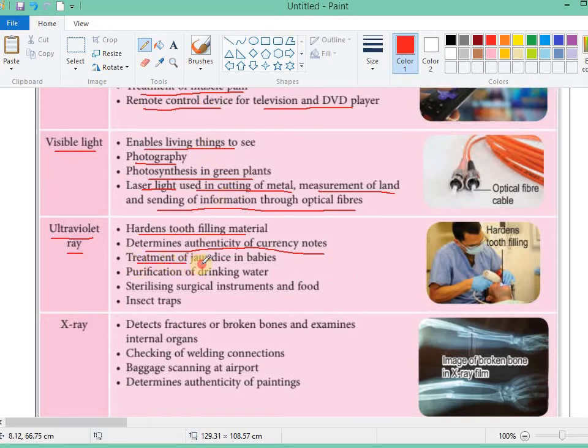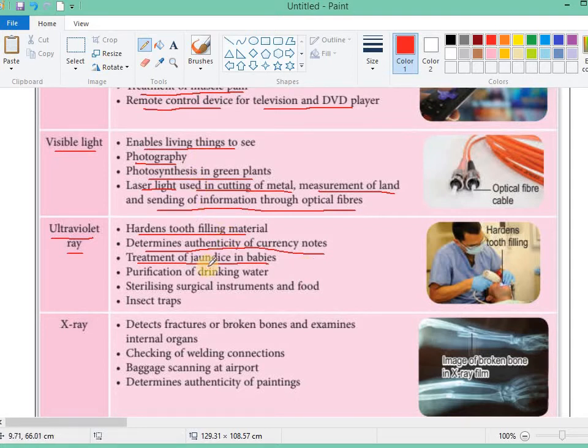Okay, next, treatment of jaundice in baby. Some babies, after they are born, may become yellow. The skin becomes yellow, so that is what we call jaundice. So put the baby in a room with ultraviolet ray, but not very strong ultraviolet ray, just under a light like that. So it can help to treat jaundice.